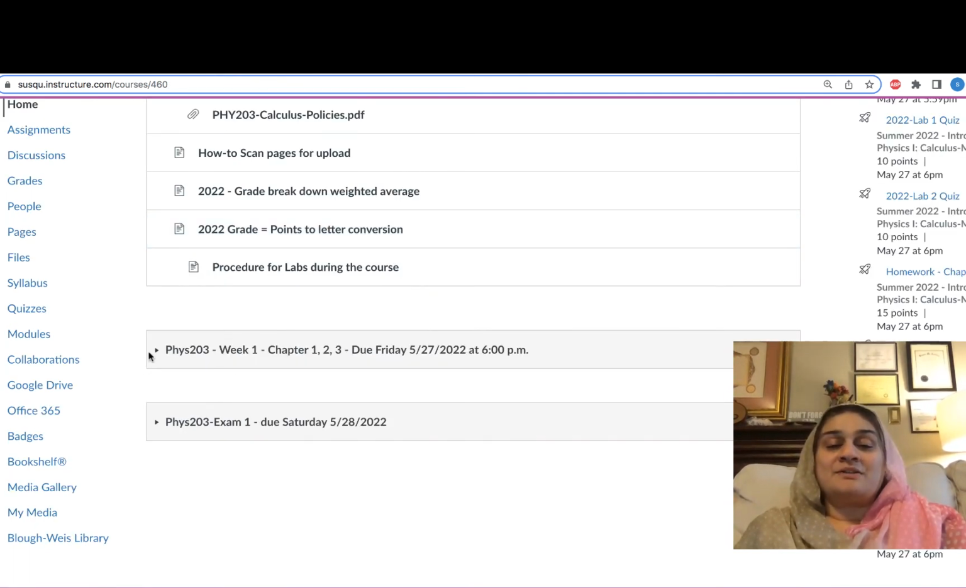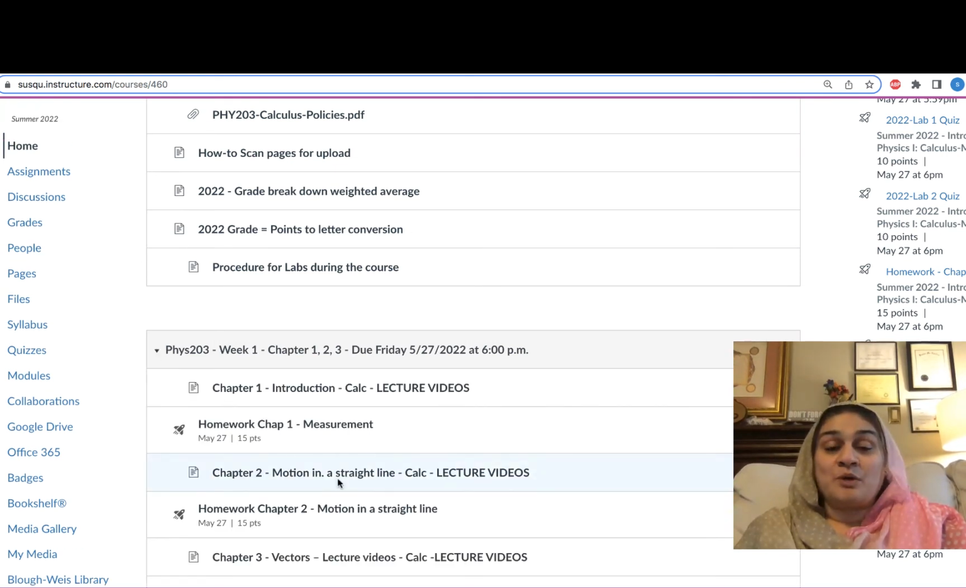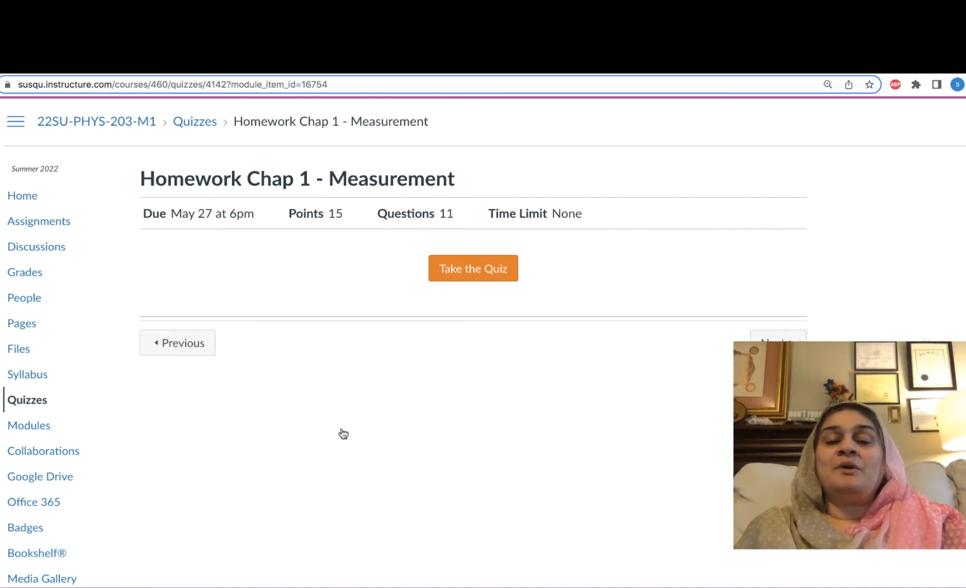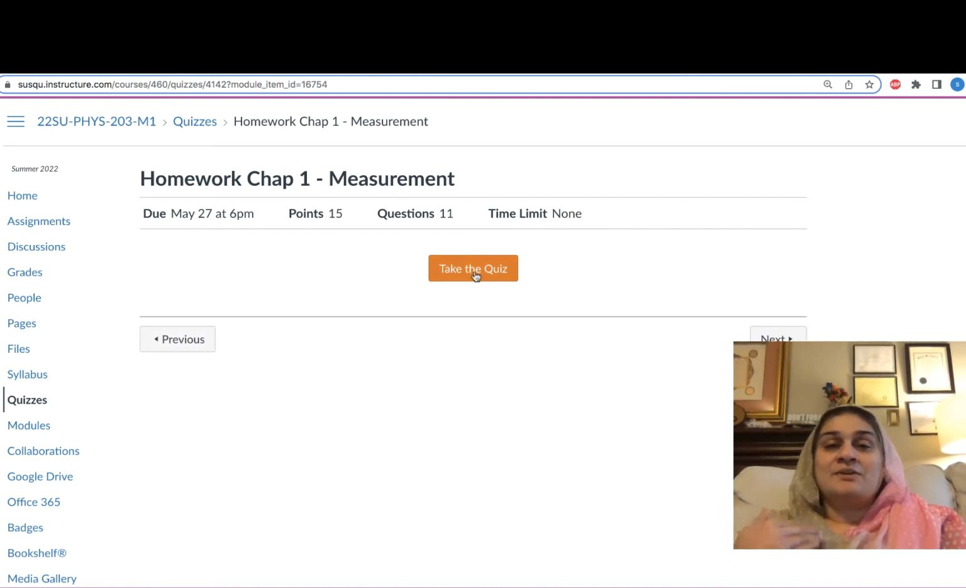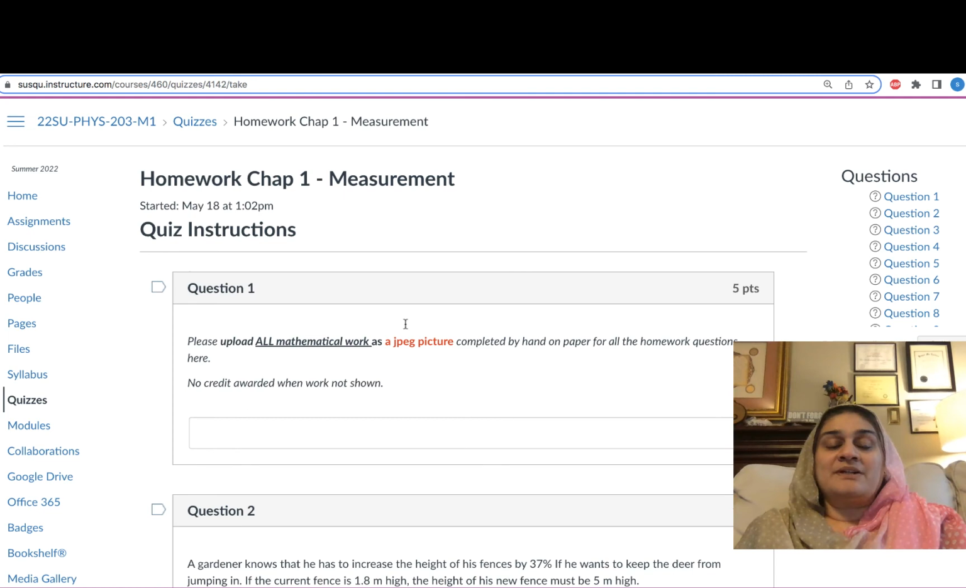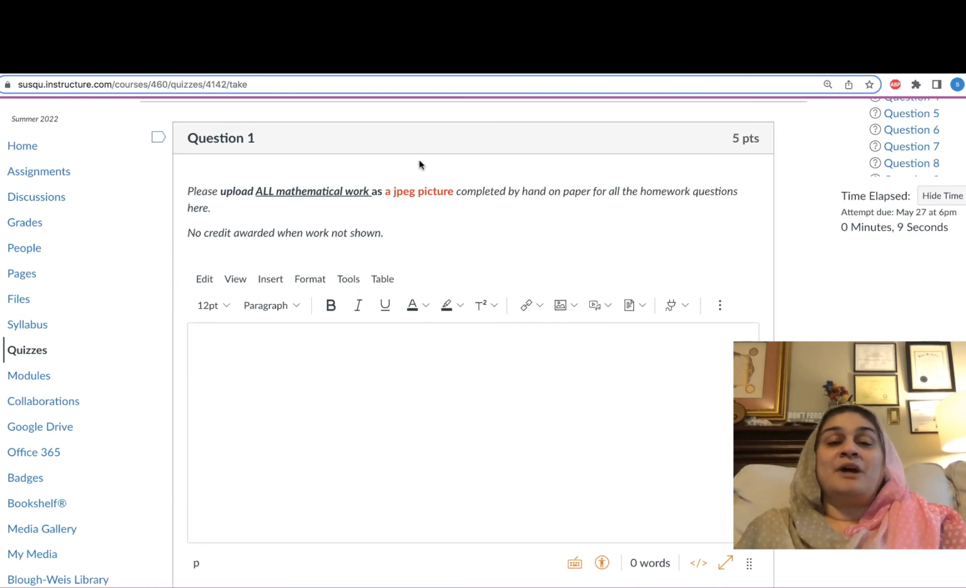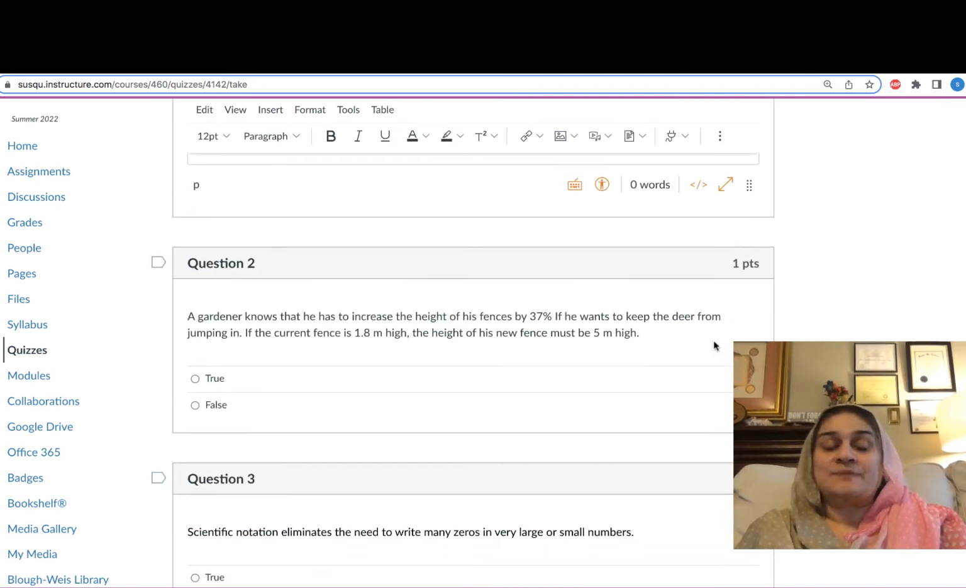Coming back to this page, once you're done watching the videos, you may start the homework. And even though it is a homework, it will still say quiz. So don't think that that is not a homework. That's the only way Canvas can be set up. Once you start taking the quiz, it will walk you through the quiz. The only one that you have to upload a picture, make sure you upload a JPEG picture on question 1. It is worth 5 points. The rest of the questions are worth 1 point each.